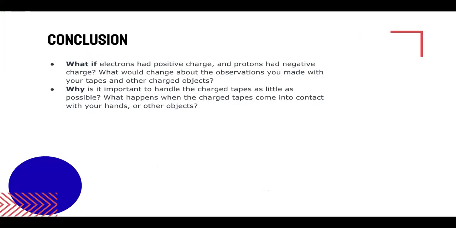In conclusion, what if electrons had a positive charge and protons had a negative charge? The charge of the tapes would be the same, but the signs would be different. Also, the tapes would still repel each other. It is important to handle the charged tapes as little as possible so that the charge of the tape does not dissipate through your hands or any other object that may cause it to lose its charge.